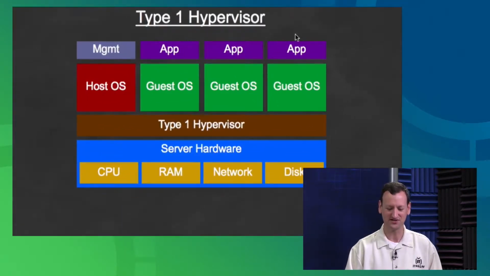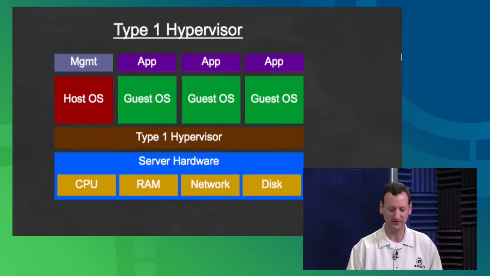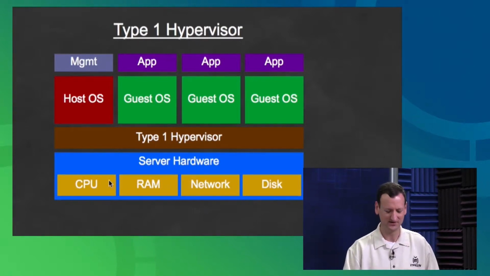First thing you're going to notice is it's a lot more simple, right? Type 1 hypervisors are a lot more clean in the way that they work. You still have your server hardware down here at the bottom. So there is a physical machine that you buy, CPU, RAM, network disk, right? That's all the same. But then look what's installed right on the hardware. Not the host OS, but the type 1 hypervisor.